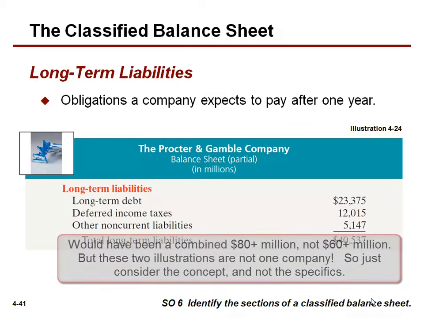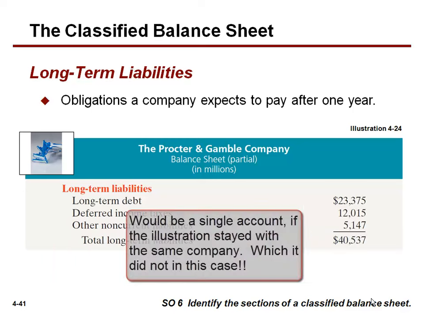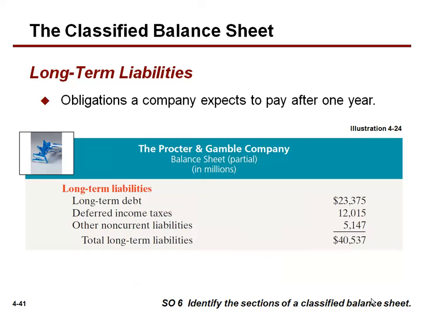$57,250,000 equals $60,625,000. That would be a single account, or could be a single account within the ledger, but it's split here because this portion is not due within 12 months. It's long-term and therefore shown in a separate category.